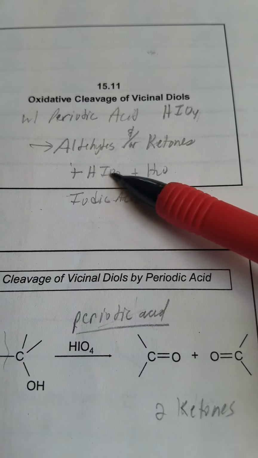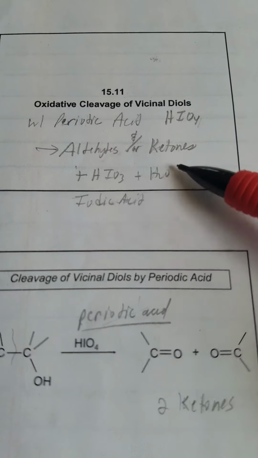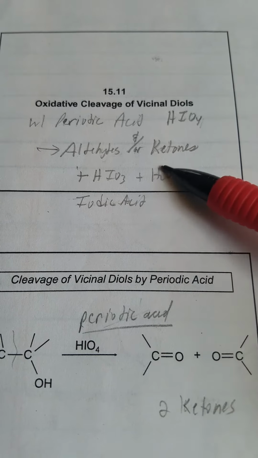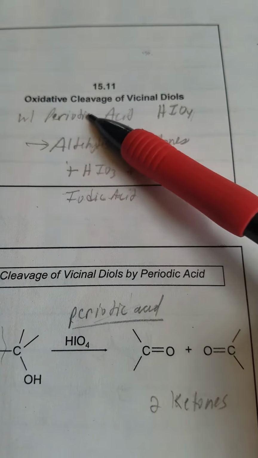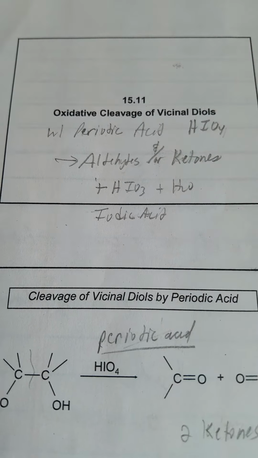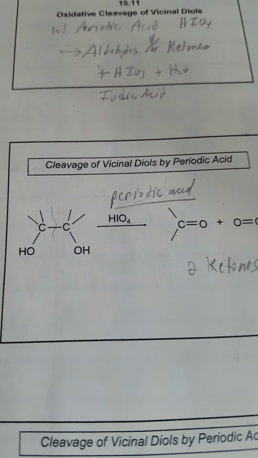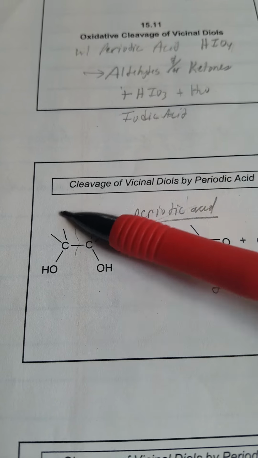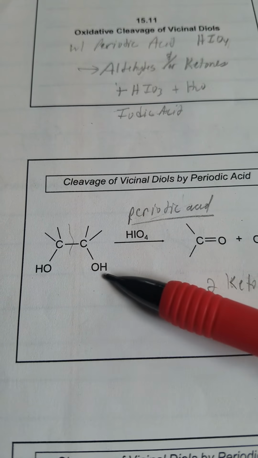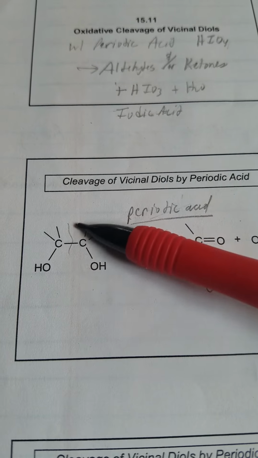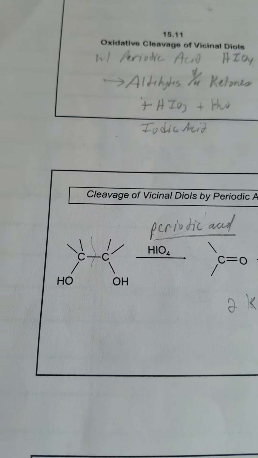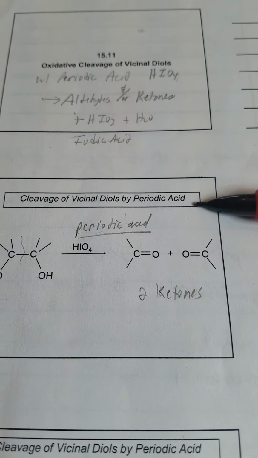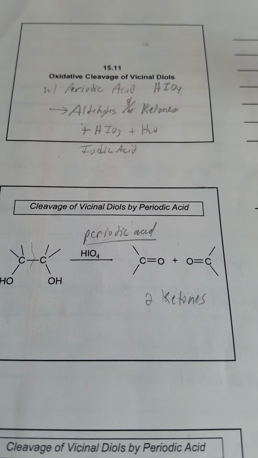These are just the byproducts, so this would be iodic acid, this would be water, of course, and we're using periodic acid as our reagent in this process. So our first example is really basic. Here we have a 2-carbon compound that's a vicinal diol. You're going to break this bond in between the two vicinal carbons, and you're going to get two ketones, since these are carbon groups up here.